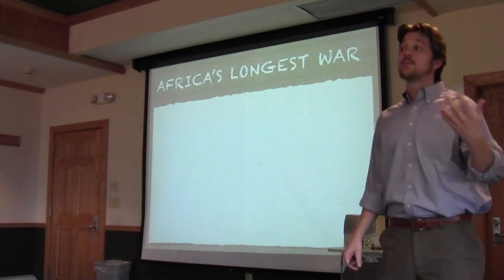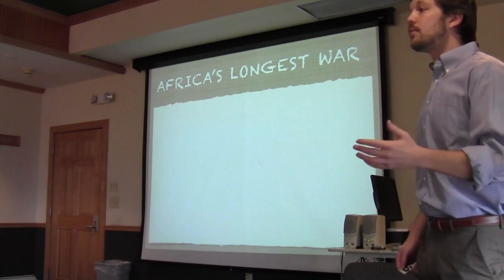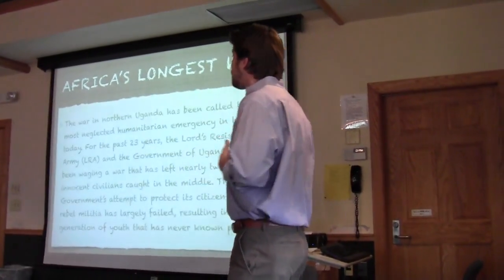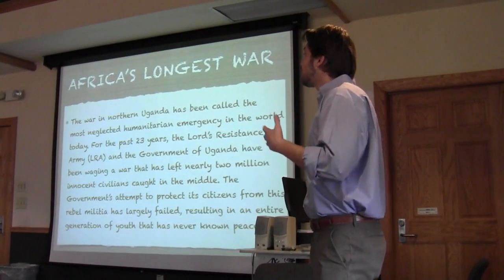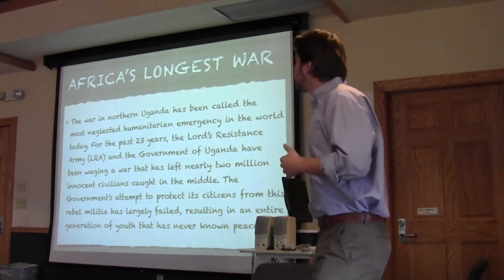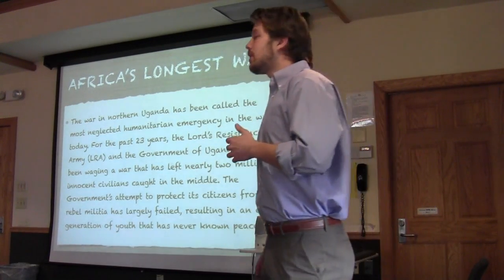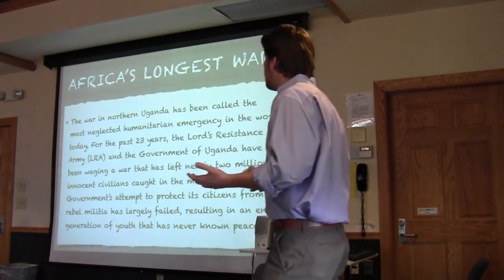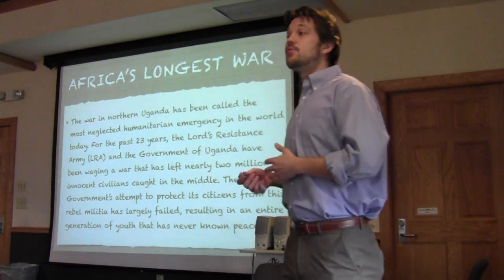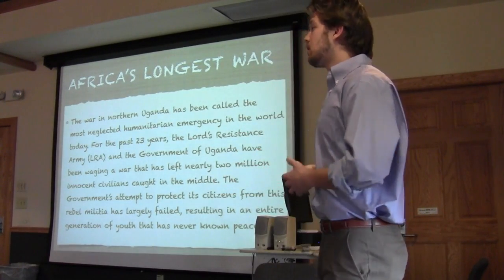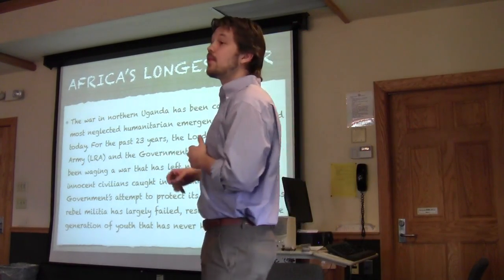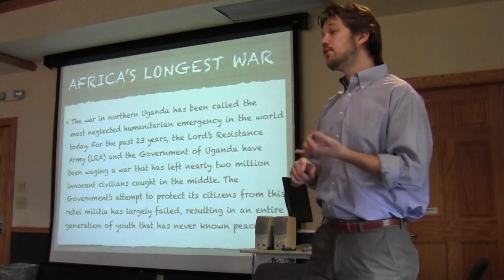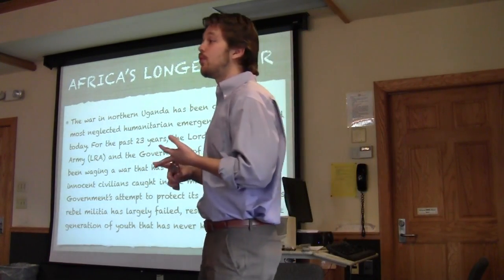So from 87 until present day, essentially, this war between the rebel group LRA and the Ugandan government has been going on. And as a result, it's been called the most neglected humanitarian emergency in the world today. Over 23 years, the LRA and the government of Uganda have been involved in this war. And in the middle have been nearly 2 million innocent people who have been in crossfire, but largely the LRA abducts children. Children for child soldiers, for sex slaves, and for porters.